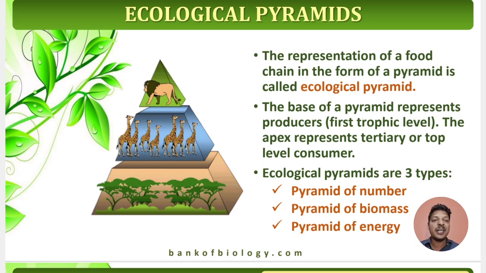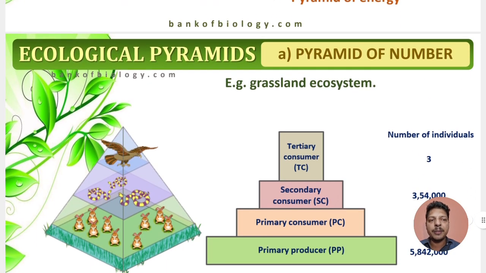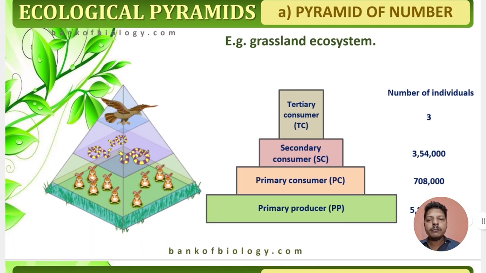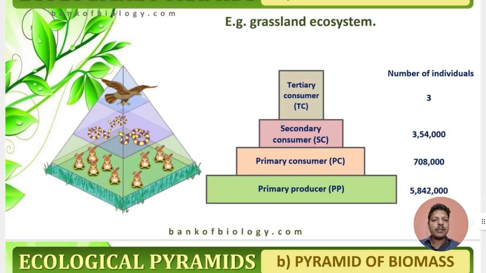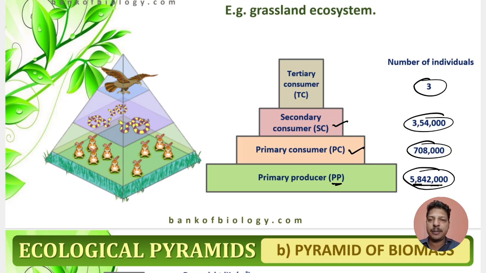The base of a pyramid represents the producers, that is the first trophic level. The apex represents the tertiary or top level consumer. Ecological pyramids are of 3 types: pyramid of number, pyramid of biomass, and pyramid of energy. First, coming to the pyramid of number. In the grassland ecosystem, here you can see the primary producers, the number of individuals is this number. This diagram is also in your NCERT. 58,42,000. Primary consumers a little bit lower, secondary consumers a little bit lower, and tertiary consumers a little bit lower, as you can see.